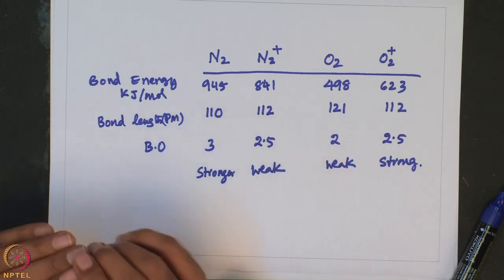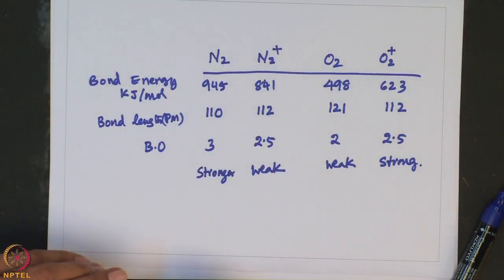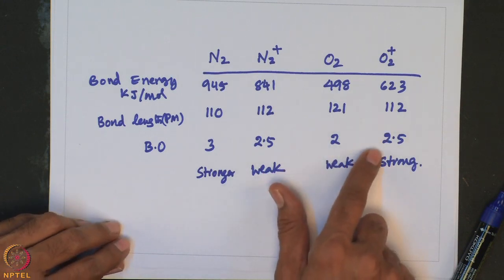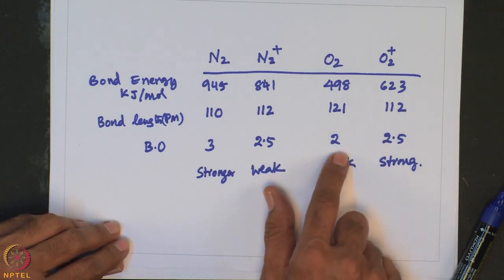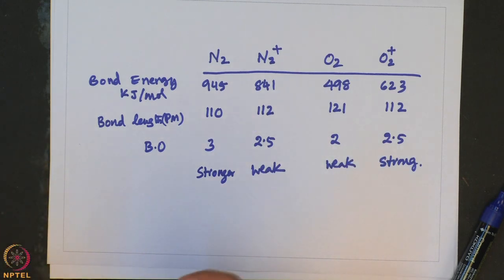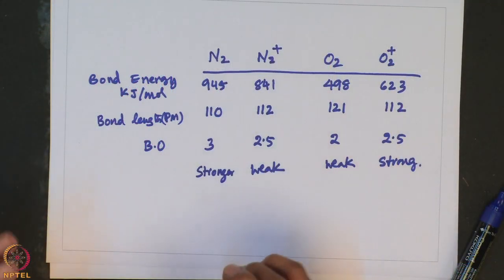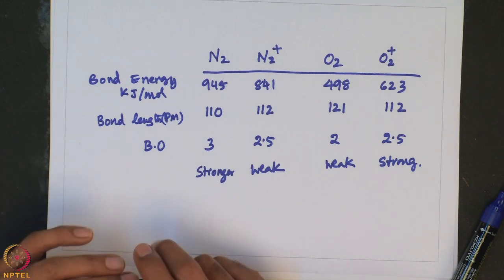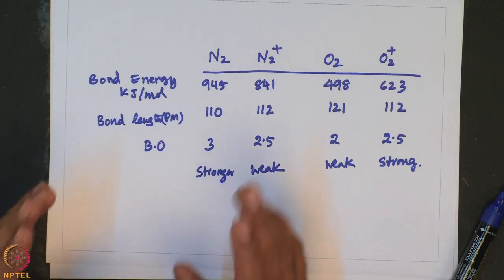Now, when one electron is removed from antibonding orbital, okay, the bond energy increases considerably from 498 to 623 kilojoules per mole, and as a result the net increase in the bond order is from 2 to 2.5. As a result, the oxygen atoms, O and O plus, come very close to each other. As a result, the bond distance shrinks and it is now 112 picometer. That means the bond distance in case of N2 plus as well as O2 plus are essentially the same.